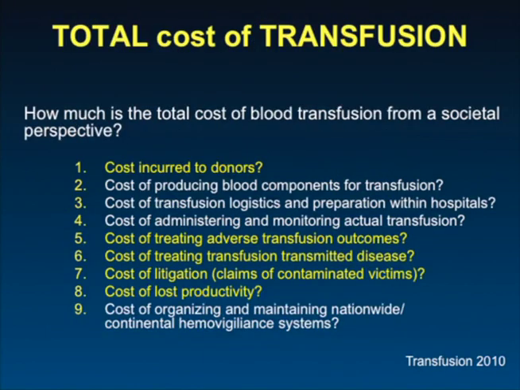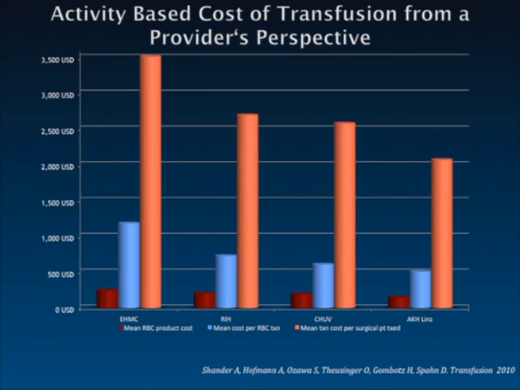This does not include some of what you see on this slide, which is the cost incurred to donors, the cost of treating adverse transfusion events, cost of treating transfusion-transmitted diseases, the cost of litigation, and loss of productivity of those individuals who are harmed either by donation or harmed as recipients of blood transfusion.